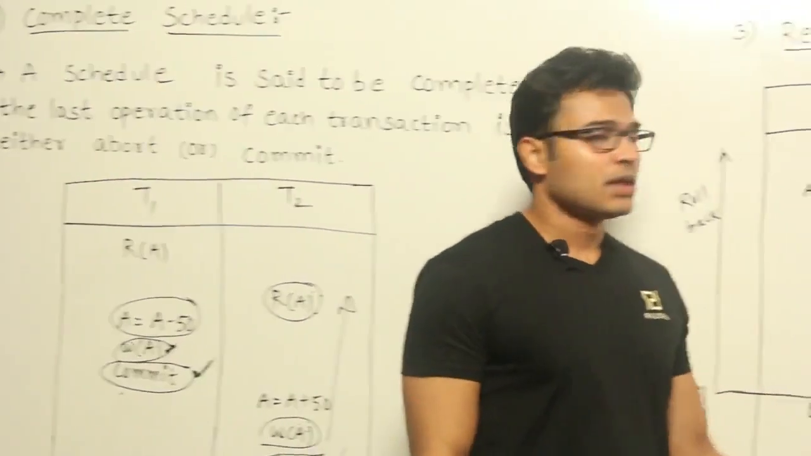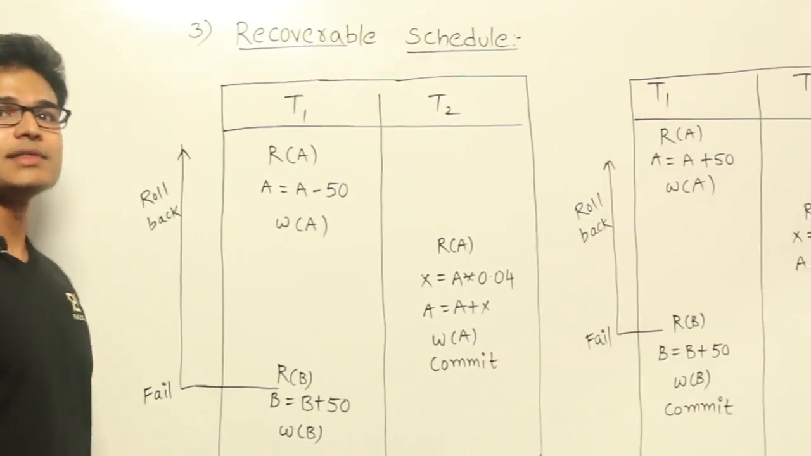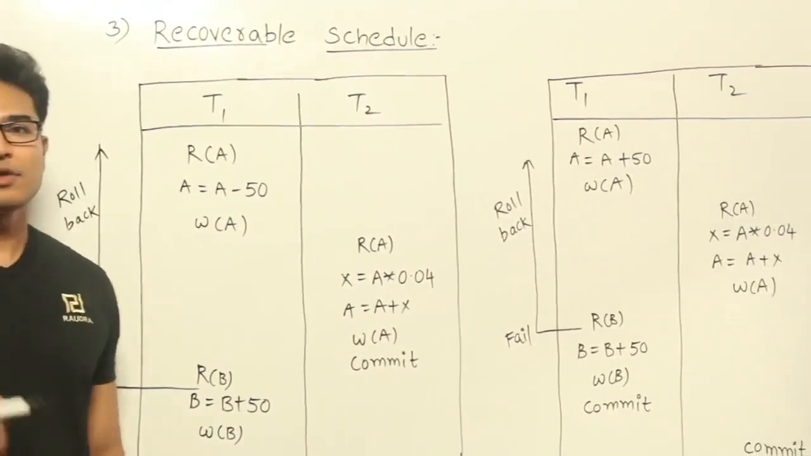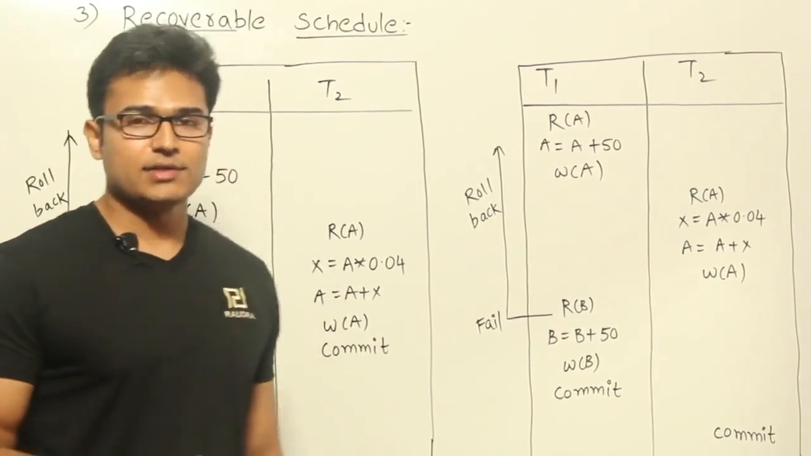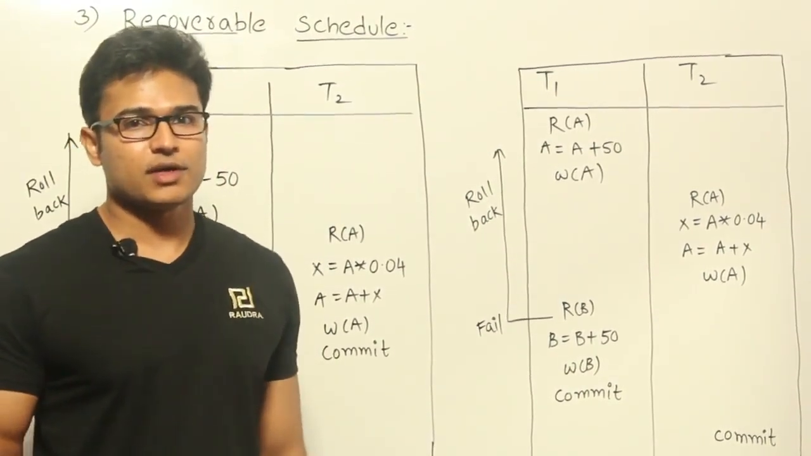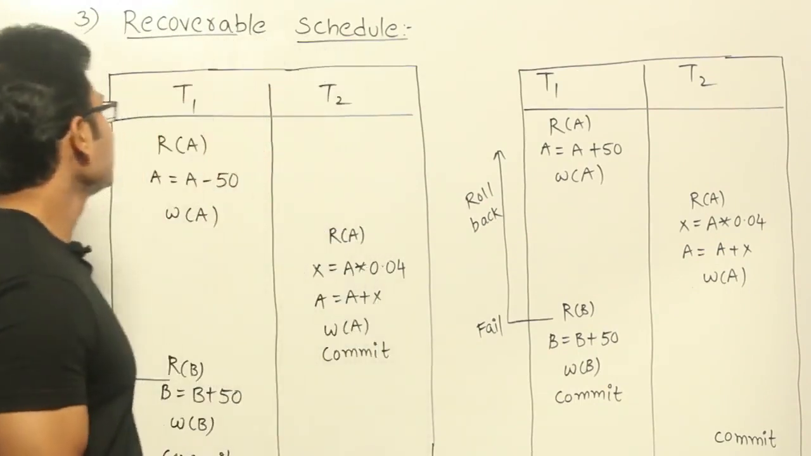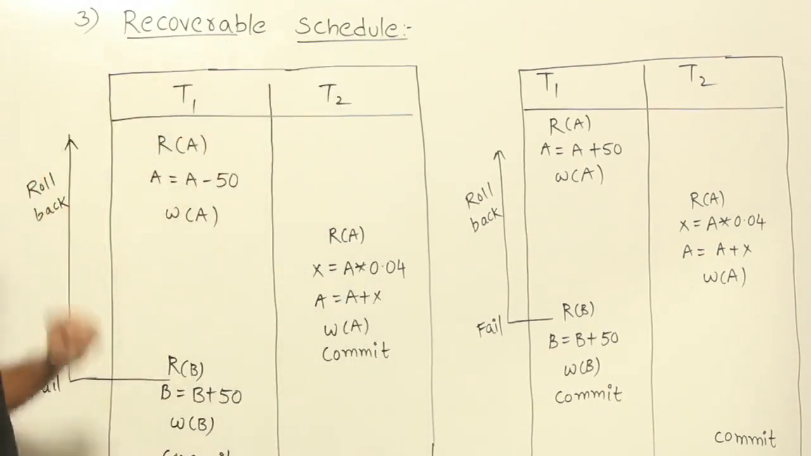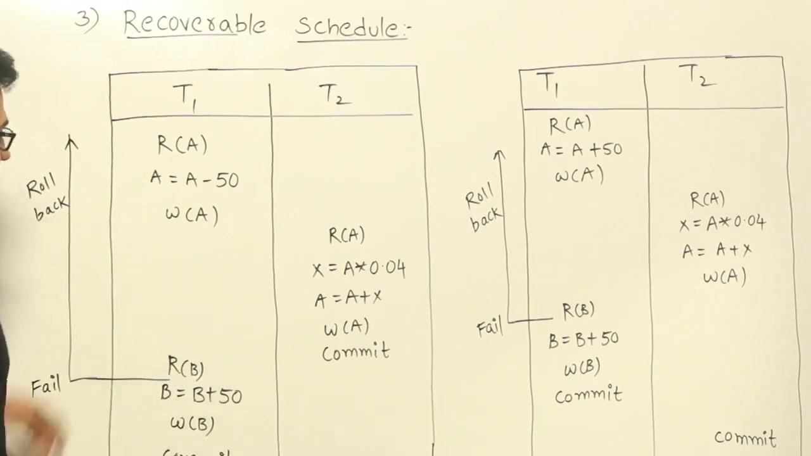Now come here. Now we can see, based on the placement of this commit and based on the placement of the abort, we can say that some are recoverable and some are unrecoverable schedules. Now let's say this recoverable schedule. Recoverable schedule means, I'll show you what is happening here.